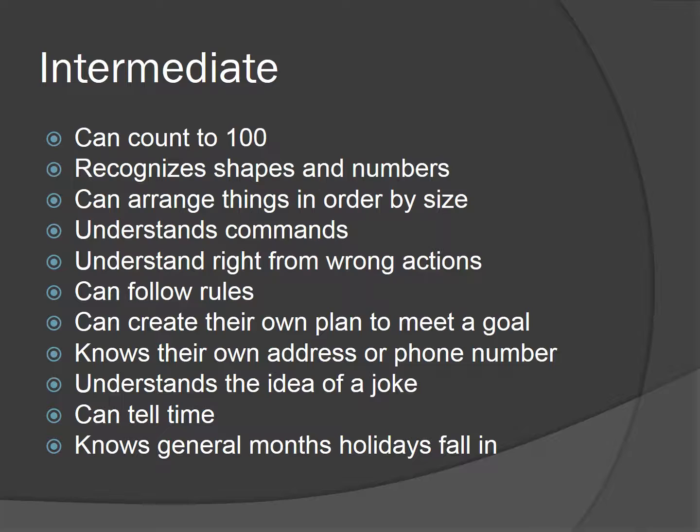They can understand commands, right and wrong actions, what their rules are, and how to follow them. They're able to create their own plan to meet a goal, and they know their own address or phone number. They often have that memorized. They can understand the idea of a joke, so they can get a little bit of tone of voice. They can tell time, and they know generally what months holidays fall in.